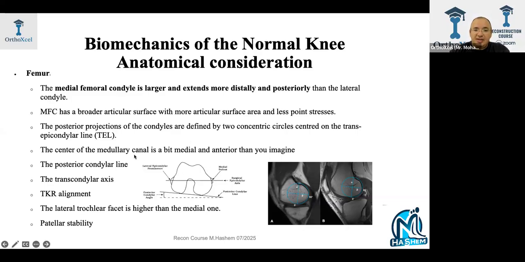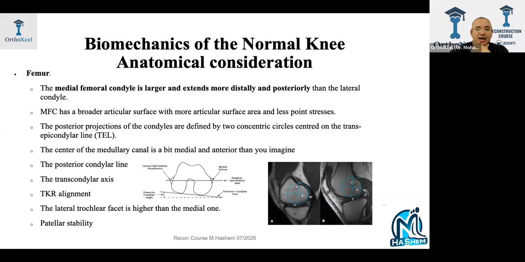The center of the canal is a very important point. You need to understand that the center of the canal is just anterior to the origin of the PCL. So when you're doing your total knee, you need to understand that you will find your canal not in the center, but just anterior to the origin of your PCL. So it's more medial and more anterior than you imagine.